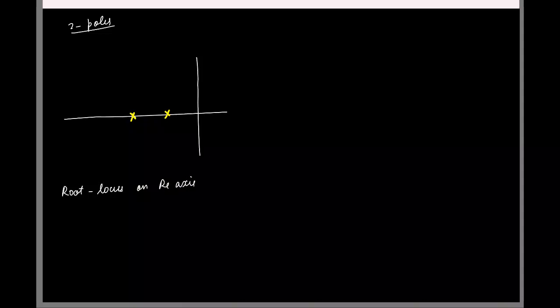It turns out if it has to lie on the real axis, to the right of it, it should have an odd number of poles and zeros. Again, it's not difficult to explain why that is so, but I will not do it in the interest of time. So I'll just say: odd number of poles and zeros to its right.